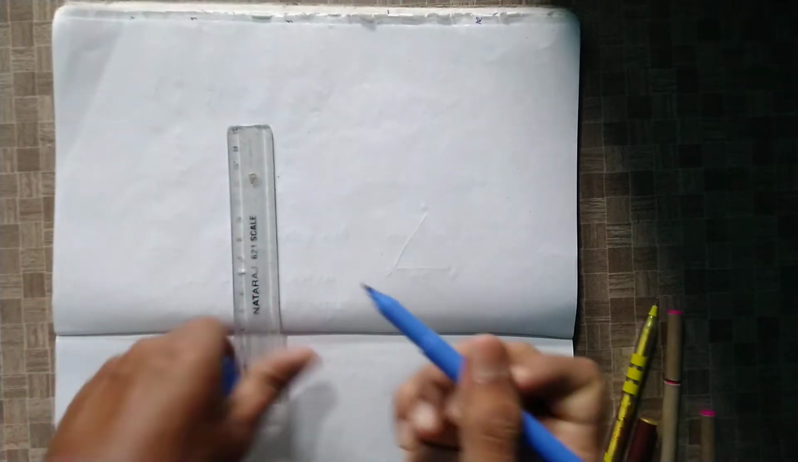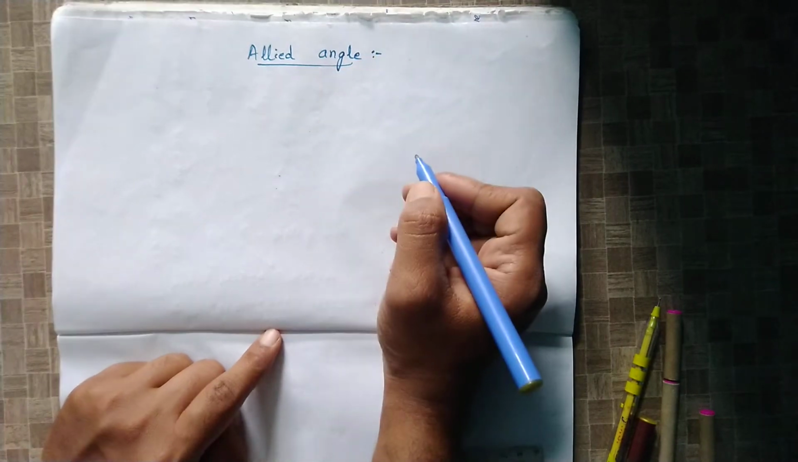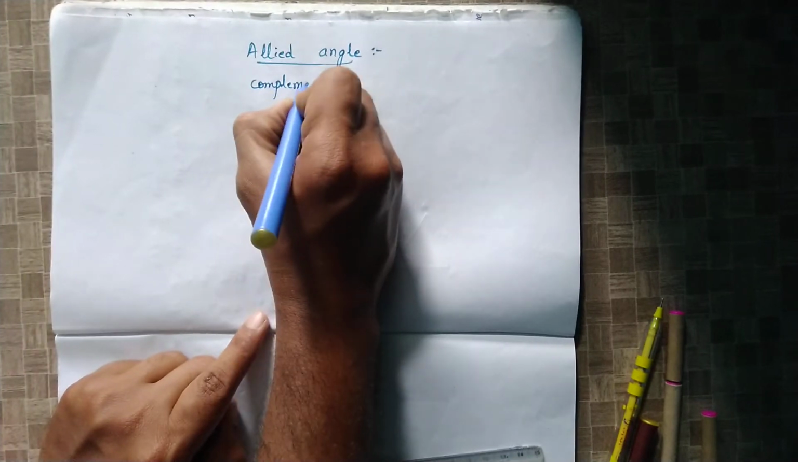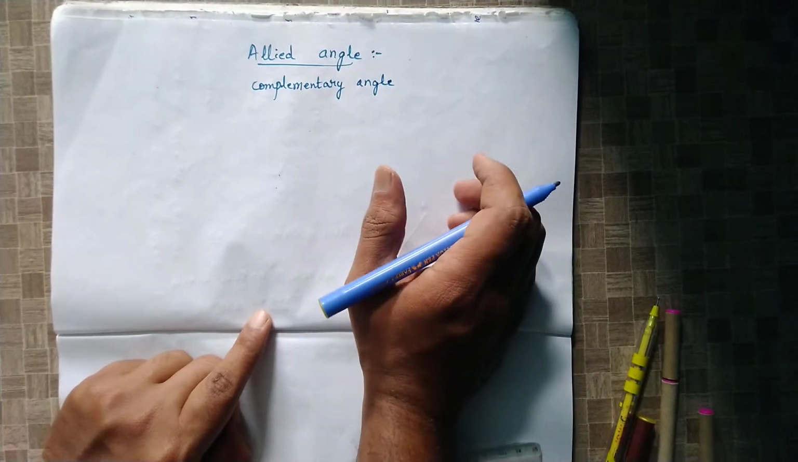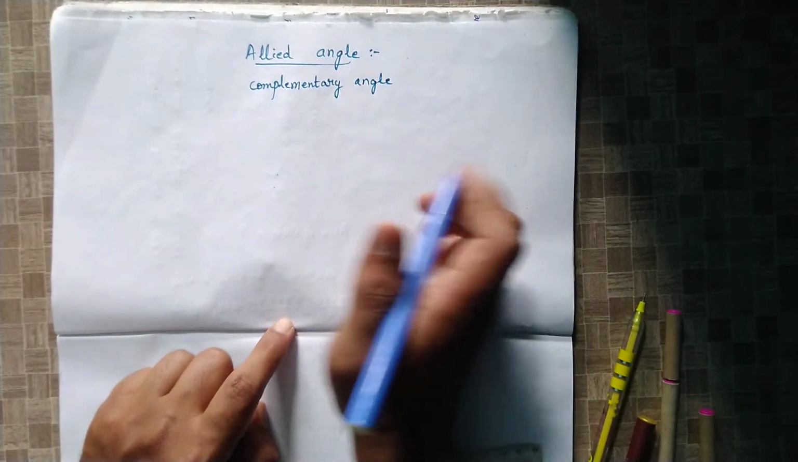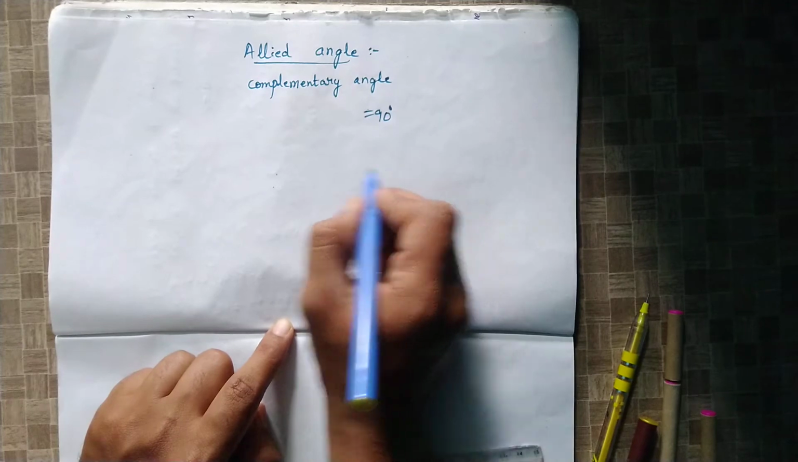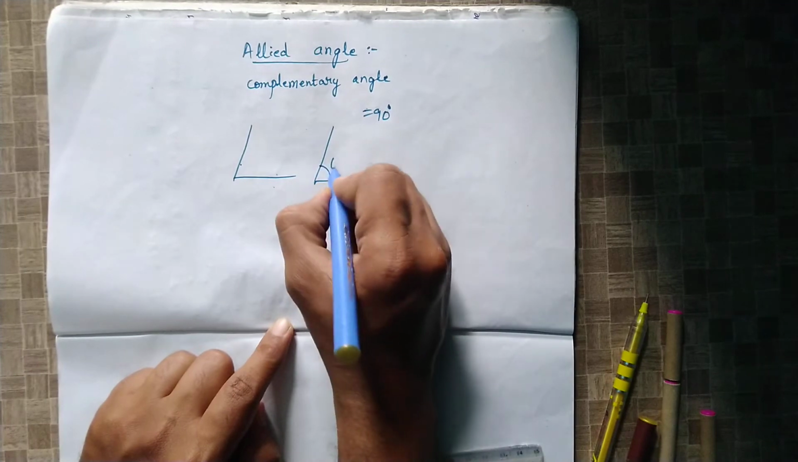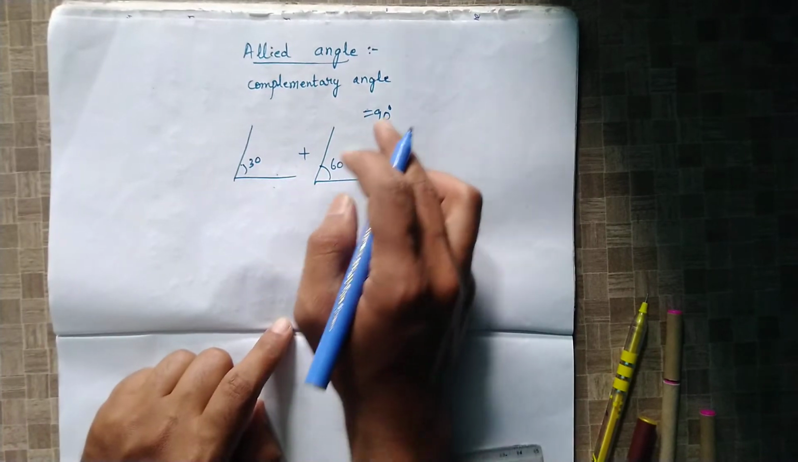Now let's begin. Before starting allied angles, we first have to know what we mean by complementary angles. Complementary angles are the angles whose sum is 90 degrees. If the angles have a sum equal to 90 degrees, then they are said to be complementary angles. If there are two angles, one is 60 degrees and another is 30 degrees, then they are said to be complementary angles if their sum is equal to 90 degrees.